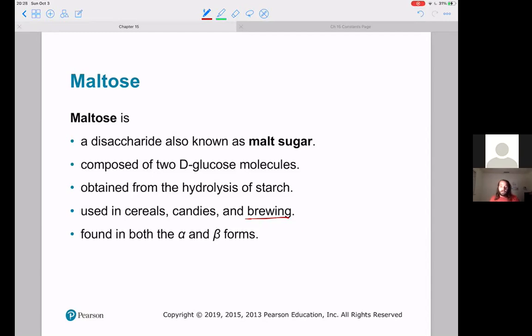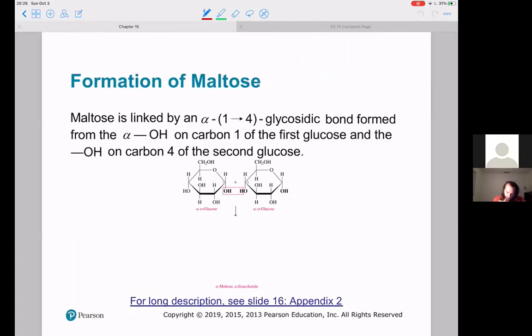So we're going to talk about a lot of polysaccharides here in the next lecture. And when they get broken down by our body or even by plants, they get broken down first to maltose and then to glucose. And it's found in both the alpha and beta form, which again corresponds to where the OH group is on that anomeric carbon. Maltose, and this is another thing we just have to know, is linked by an alpha 1,4 glycosidic bond.